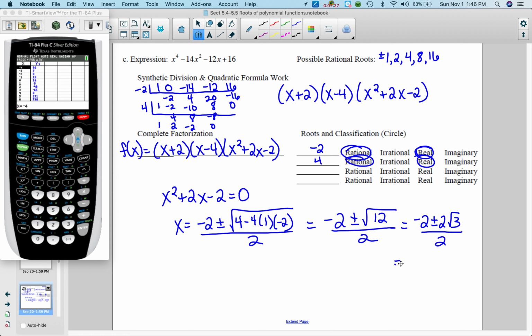And then I can divide out a 2. So I get negative 1 plus or minus root 3. So I have negative 1 plus root 3 and negative 1 minus root 3. They are both irrational and real. They're not imaginary because we don't have i's in them, which means that if I graph this, it's going to cross 4 times. To know where it crosses, I'd want to use my calculator and get an approximation if I actually had to graph those.